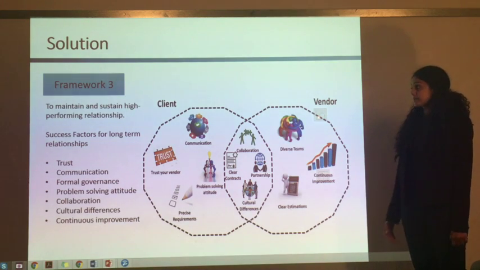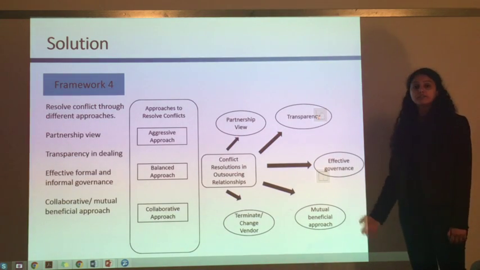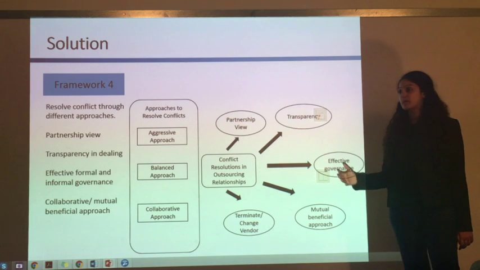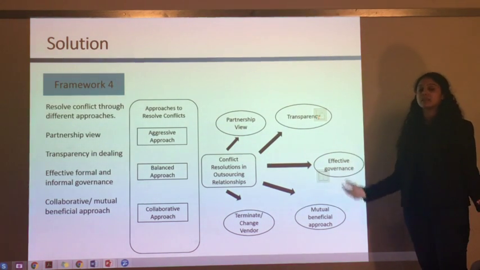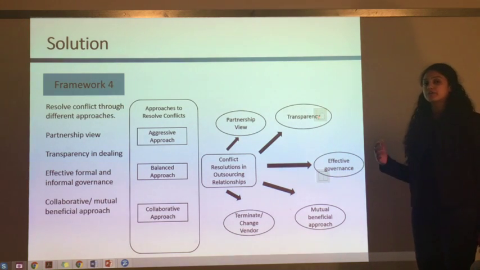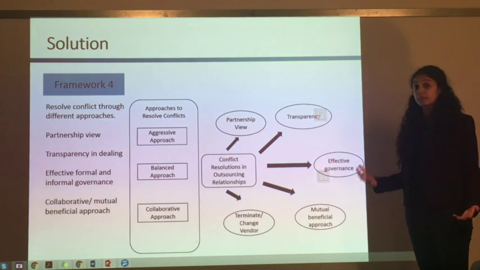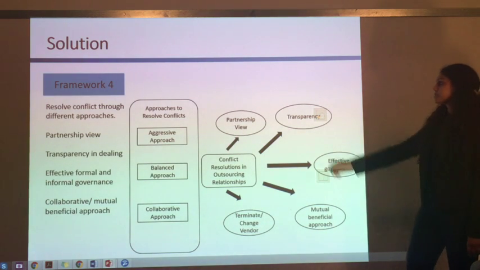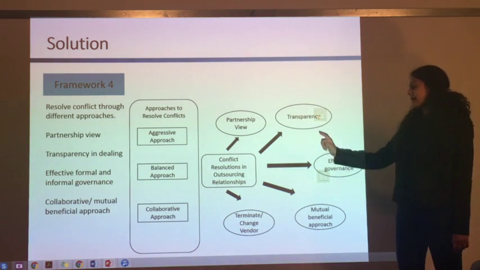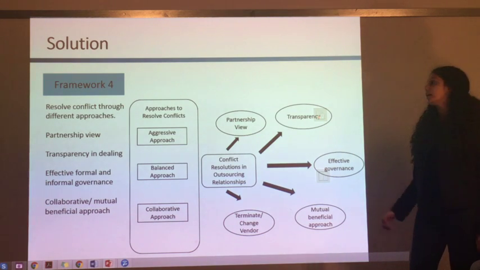The next framework, we would talk about conflicts. Every relationship has conflicts, and so businesses are bound to have conflicts at some stage or the other. But it is how you resolve these conflicts that's most important. So there are 3 approaches that you can use to resolve conflicts. The first one is aggressive, the second is the balanced, and the third is the collaborative.